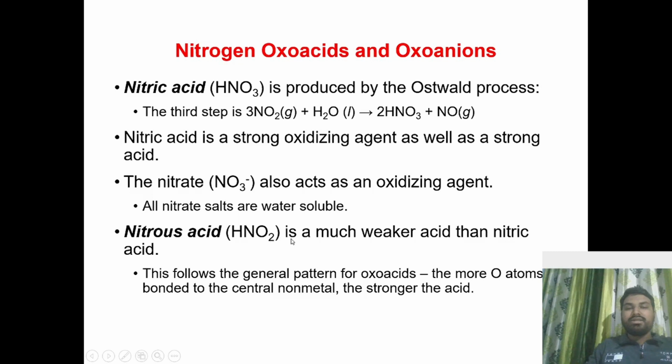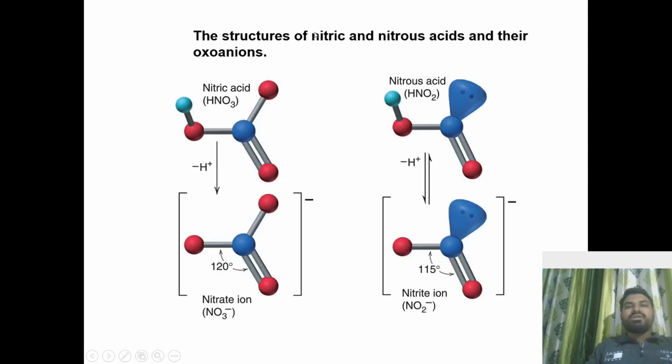Nitrous acid, HNO2, is a much weaker acid than nitric acid. This follows the general pattern for oxyacids: the more oxygen atoms bonded to the central nonmetal, the stronger the acid. The structures of nitric and nitrous acids and their oxyanions: this is nitric acid, this is nitrous acid, the nitrite ion and the nitrate ion.